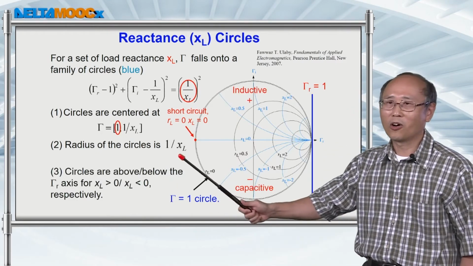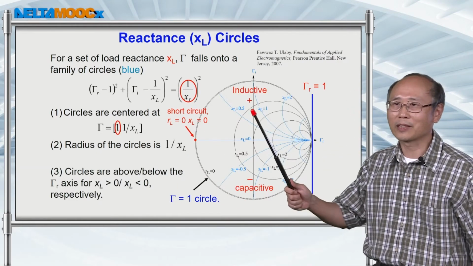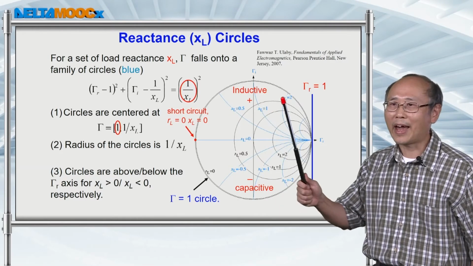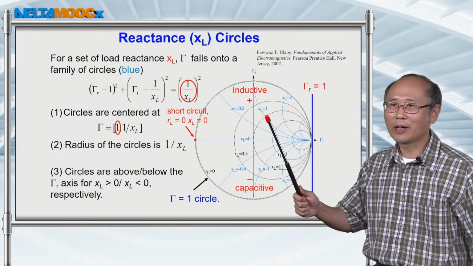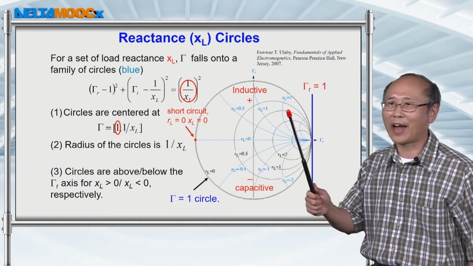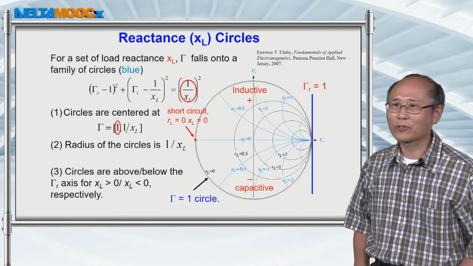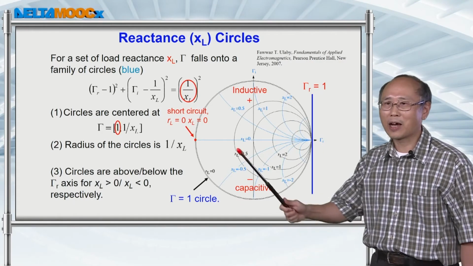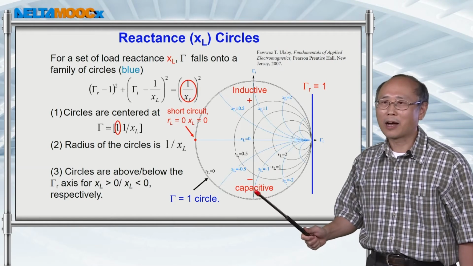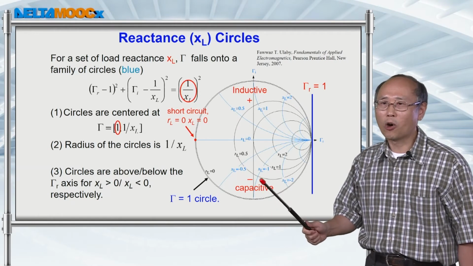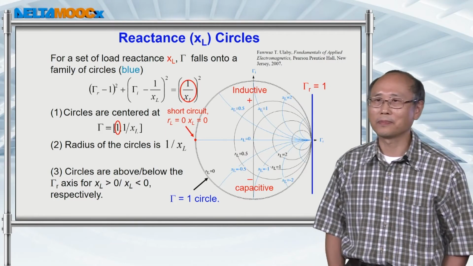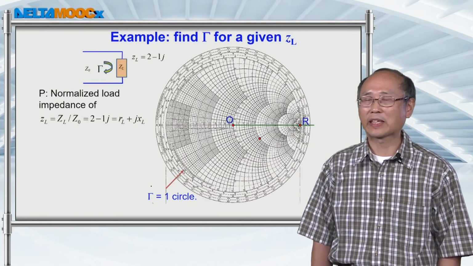And also, you might have noticed that for those blue circles, the XL values are all larger than 0. So this part of the XL values is called inductive reactance. And below the real axis, you're going to see that the XL values are all negative, and you have capacitive reactance.